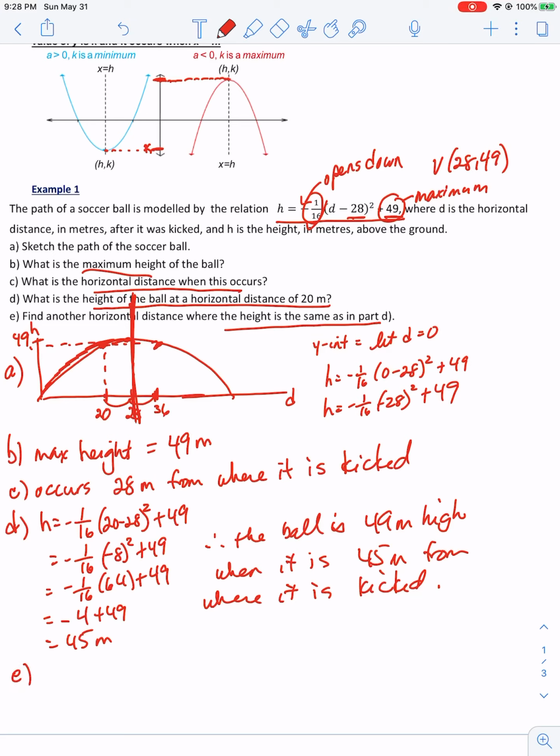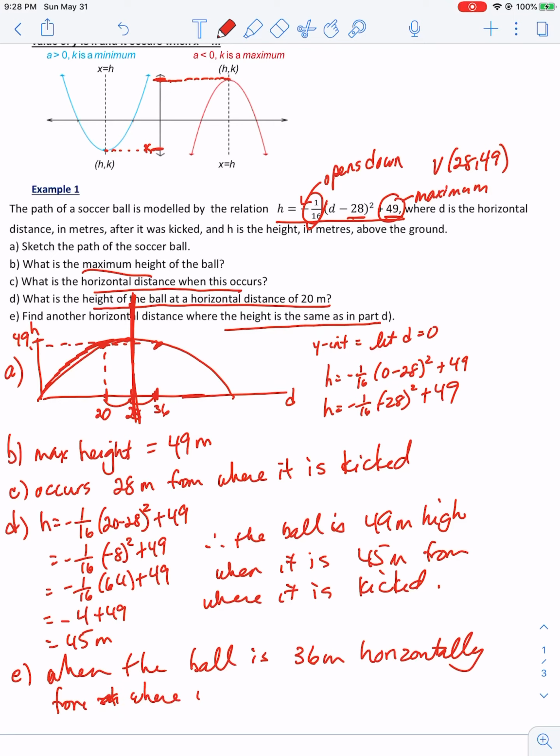So for E, when the ball is 36 meters horizontally from where it is kicked, it will be 45 meters high.